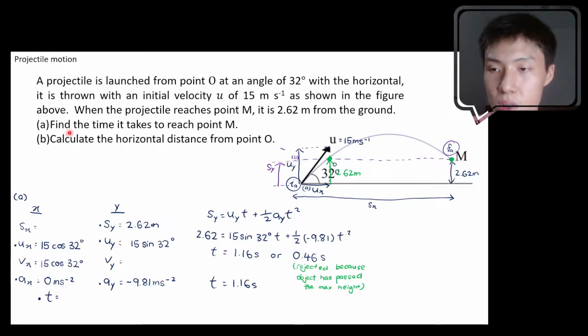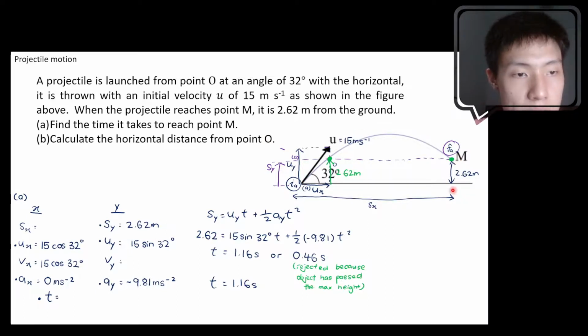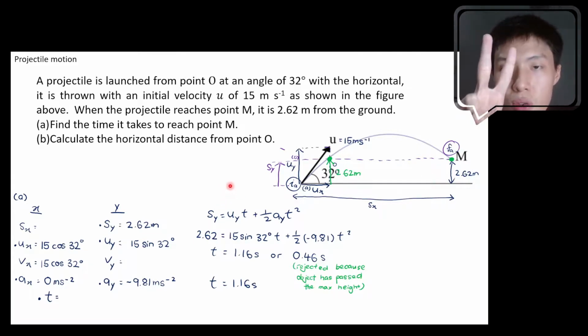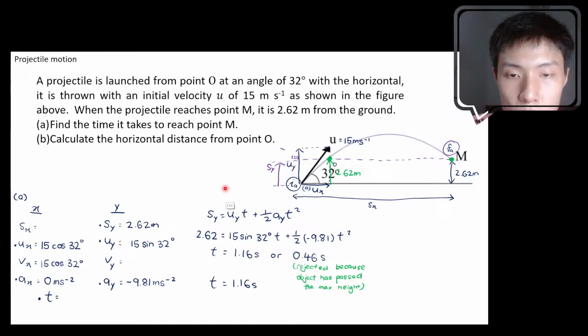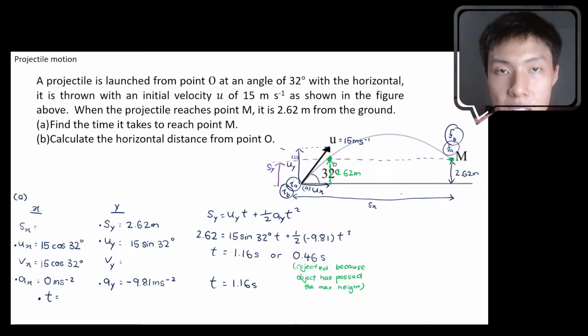Okay, let's look at the next question. Calculate the horizontal distance from point O. So technically, what are they asking for? They're asking, if you travel from the initial position to point M, what is the horizontal distance from the initial position to the final position? For this case, if you follow step 2, initial and final position, we'll know that the initial and final position is the same as question A. It will still be the same initial and final position for question A and question B.